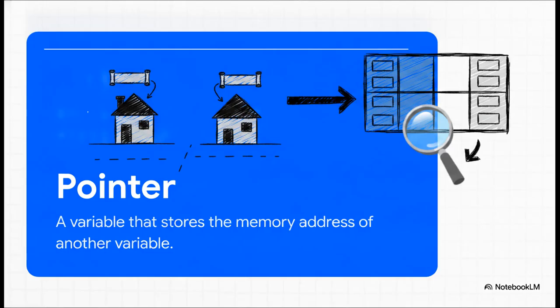So, keeping that whole street analogy in mind, a pointer is simply a variable that holds one of those street addresses instead of the actual house contents. It's really that simple. Instead of holding the number 25, a pointer holds the literal location, like address 1000, where that number 25 is stored.